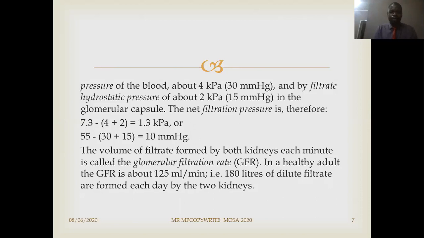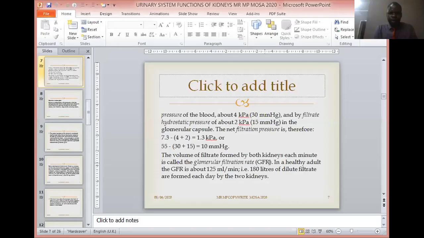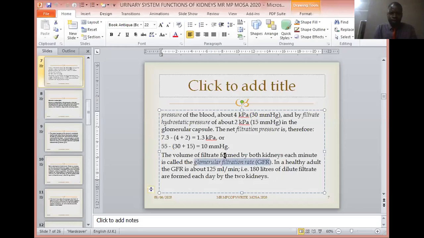The volume of filtrate formed by both kidneys each minute is called the glomerular filtration rate, abbreviated as GFR. So what the kidneys can filter out in one minute is what is called the glomerular filtration rate, GFR.